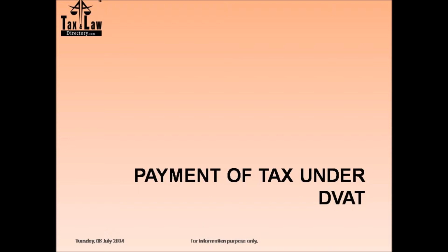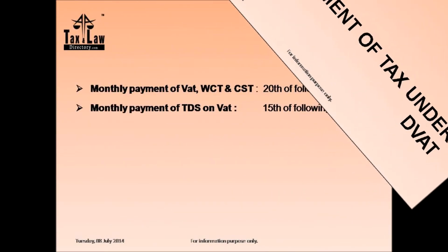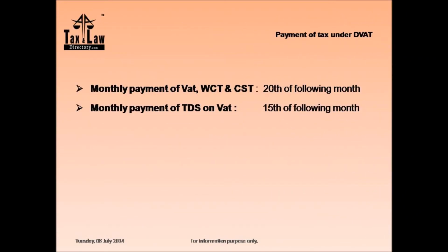Let's discuss what are the due date of payment of tax under DVAT. Due date of monthly payment of VAT, WCT and CST is 20th of the following month. Due date of monthly payment of TDS on VAT is 15th of the following month.